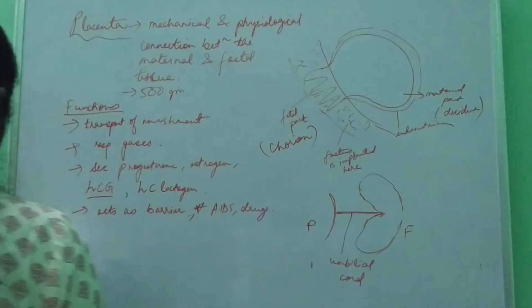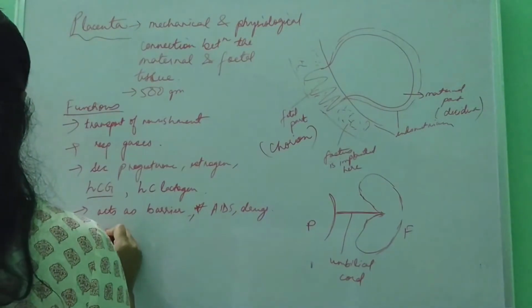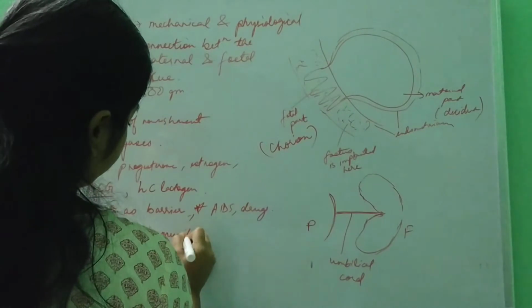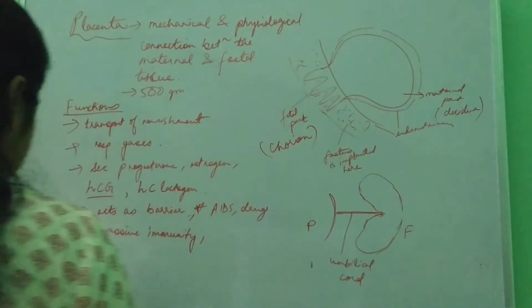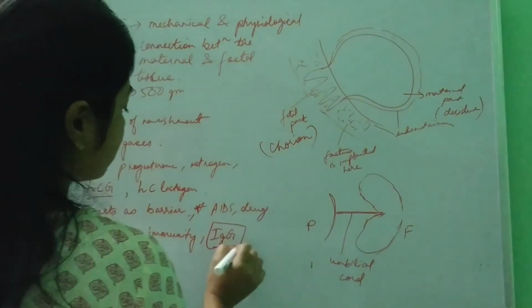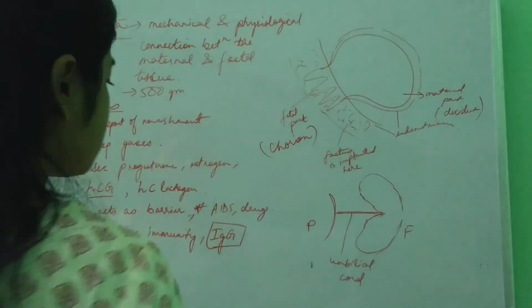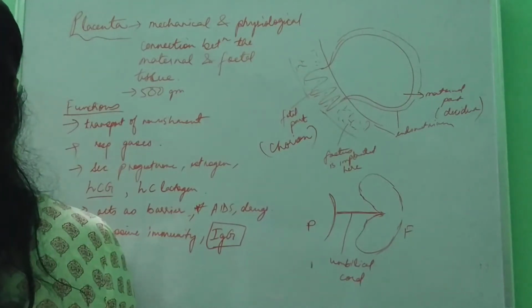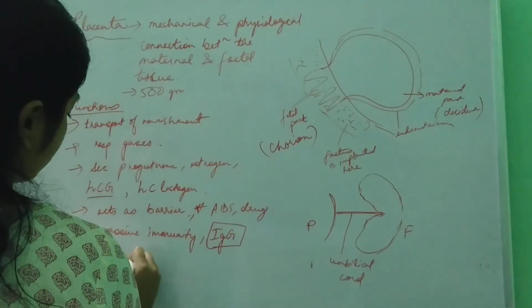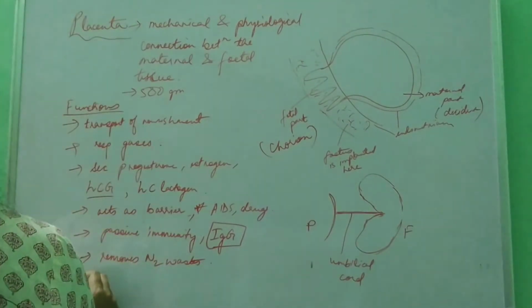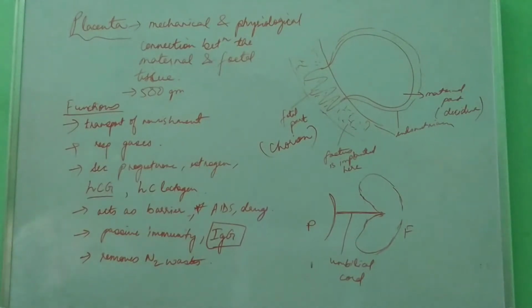Okay. Next, placenta will also help in passive immunity. Why? Because placenta helps in crossing the antibody IgG to the fetus. So the fetus will have IgG antibody from birth. Hence it will have passive immunity from birth. Placenta will also remove nitrogenous waste from the fetus. Okay, so these are the important functions of placenta.